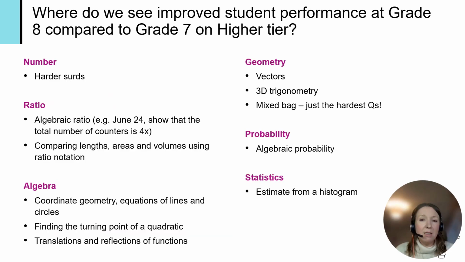On screen here, we can see some of the key areas where we see a really distinct difference in student performance at grade 8 compared to grade 7 students at higher tier. This has been taken by looking through all the performance on past June series and looking at some general themes as to where we see those big differences occurring.